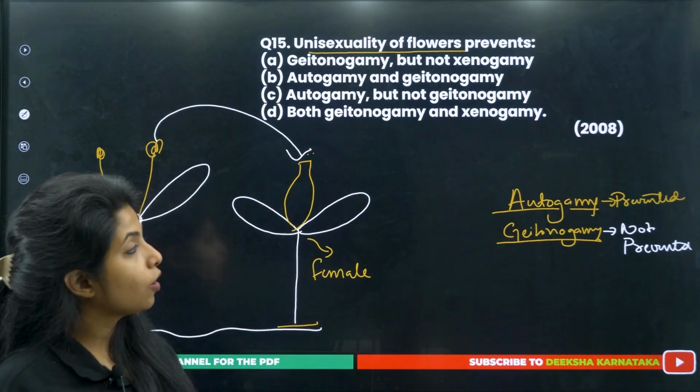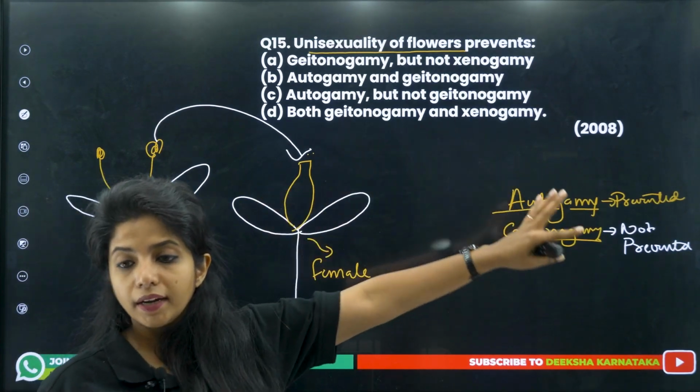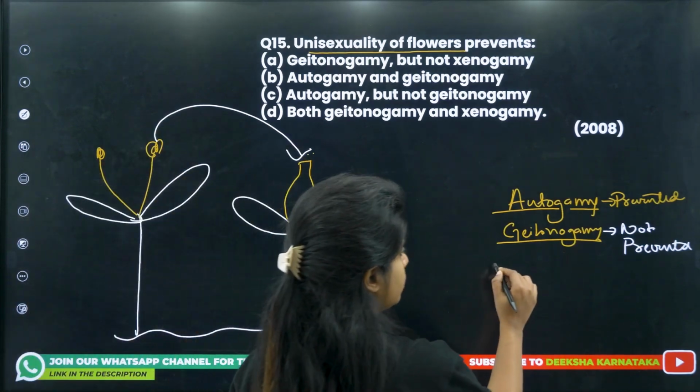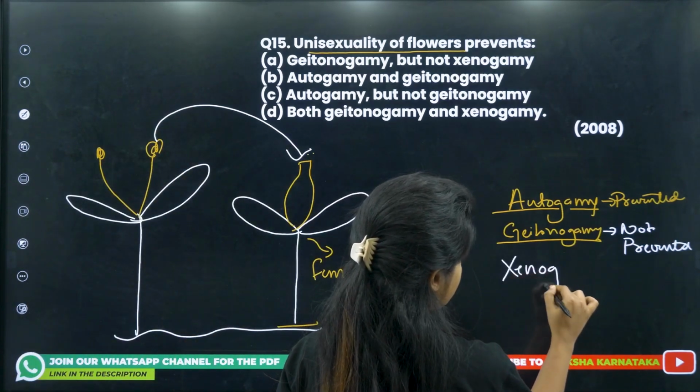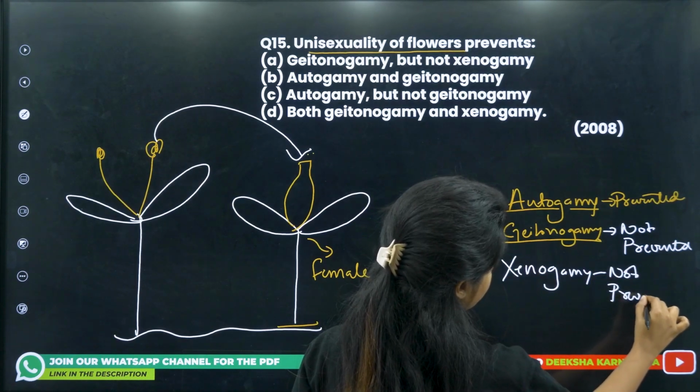Now, talking about xenogamy. So, there is a flower like this, another plant has another flower like this, then obviously xenogamy is also possible in unisexual flowers. So, xenogamy is not prevented. What is prevented, children? Only autogamy.